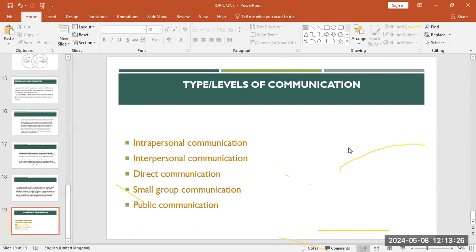One of them is intrapersonal communication. We call them levels or types. Intrapersonal communication is communication within oneself. For example, it is that time when you're communicating to yourself. You are the sender and you are the receiver.